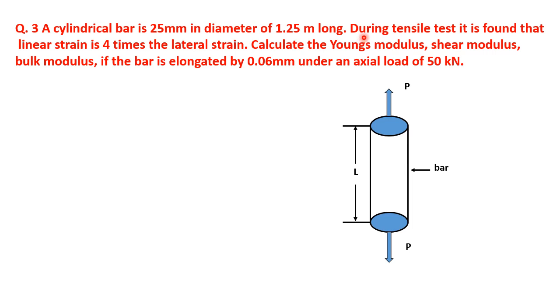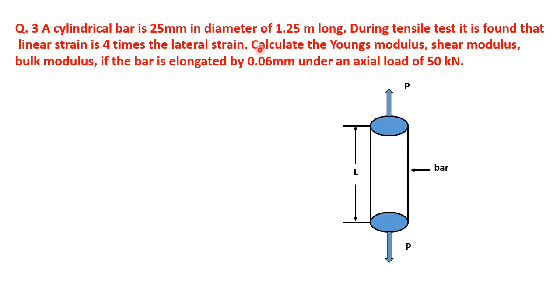During the tensile test, it is found that the linear strain is 4 times the lateral strain. So when we apply a force on this cylindrical bar, what will happen? This length will get elongated, whereas this diameter will get reduced due to the applied force. So the linear strain, the elongation, is 4 times the lateral strain.